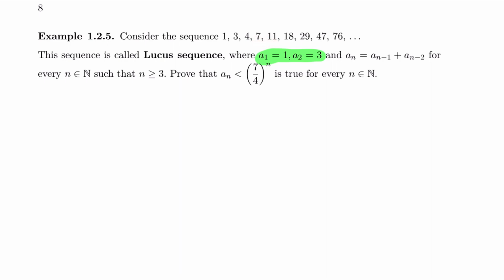So from the third term on, each term is going to be the sum of the two previous terms. So we're going to have a_n equal to a_(n-1) plus a_(n-2) for every positive integer n such that n is greater than or equal to 3. And we are going to prove this inequality: if a_n is the Lucas sequence, a_n is going to be less than (7/4) raised to the power of n for every positive integer n.